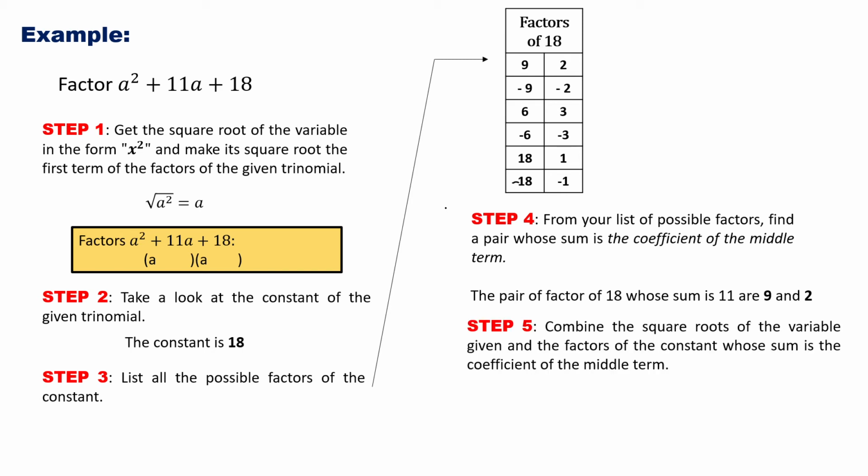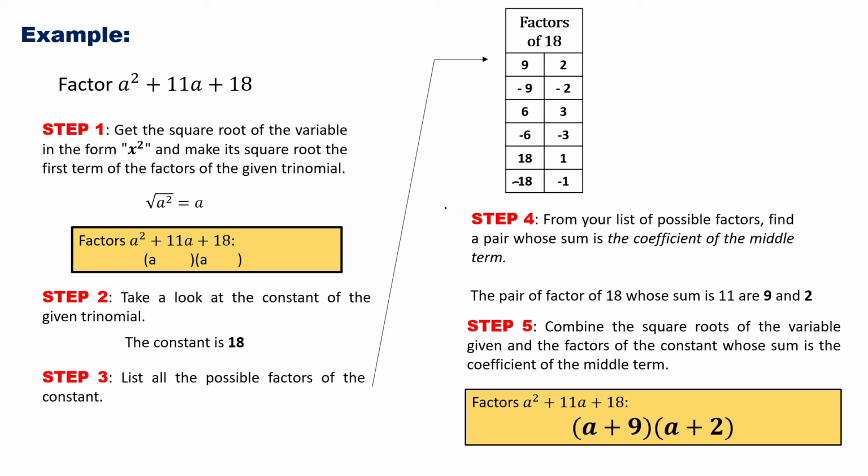Now, since nakuha na natin yung factor na 9 and 2 na kung saan ang resulting na sum nila ay 11, let us combine the square roots of the variable from step 1 and the factors of the constant whose sum is the coefficient of the middle term, yung nasa step 4. Magiging a plus 9 times a plus 2. So, yan yung factor ng ating trinomial na a squared plus 11a plus 18.